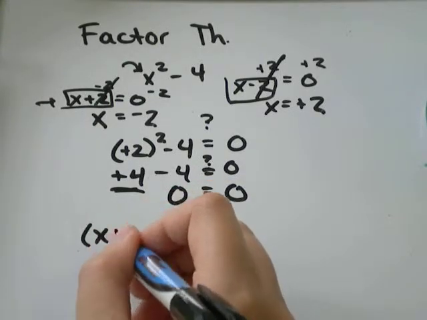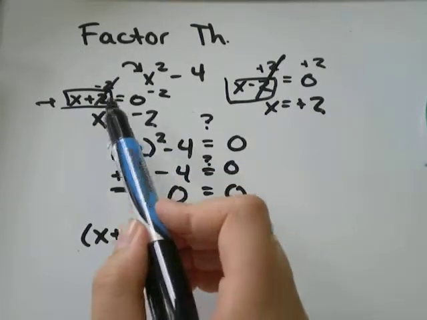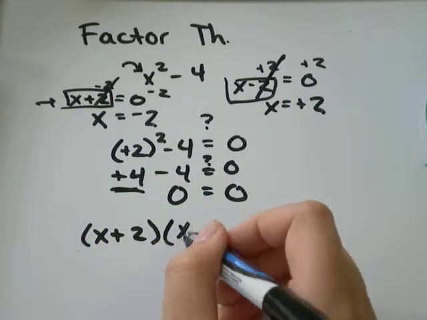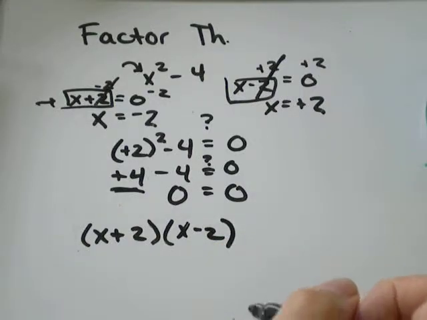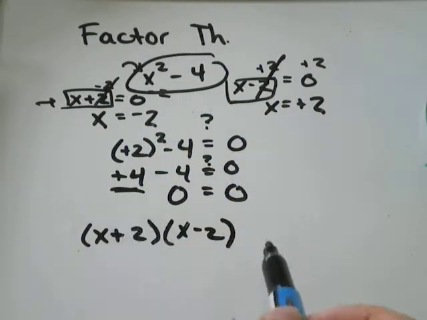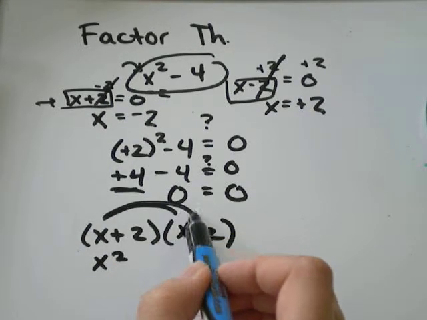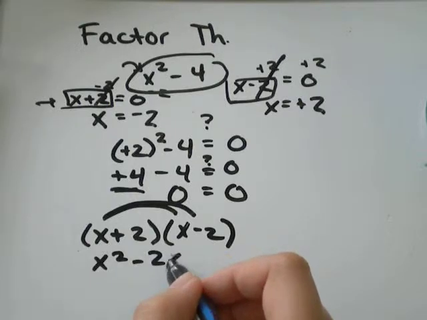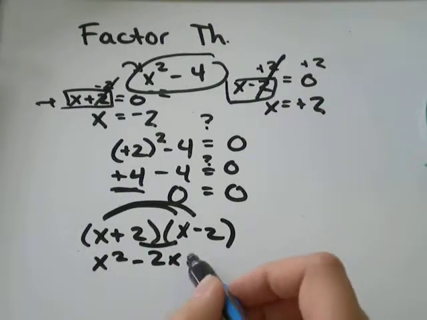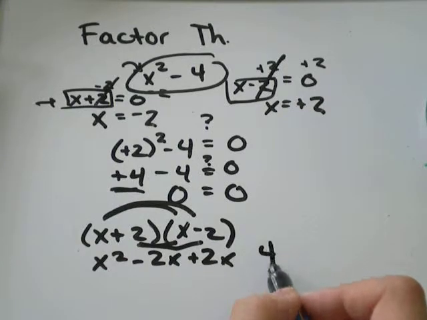And I can prove that to you because if we multiply the two factors we found, x plus 2 and x minus 2, when we FOIL them, we should get back the quadratic that we started with. X times x is x squared. X times negative 2 would be negative 2x. Positive 2 times x would be positive 2x. Positive 2 times negative 2 would be 4.